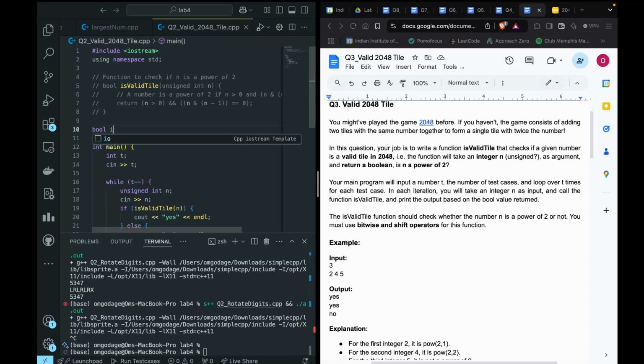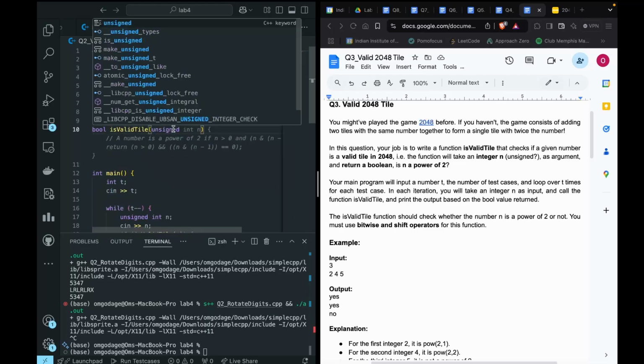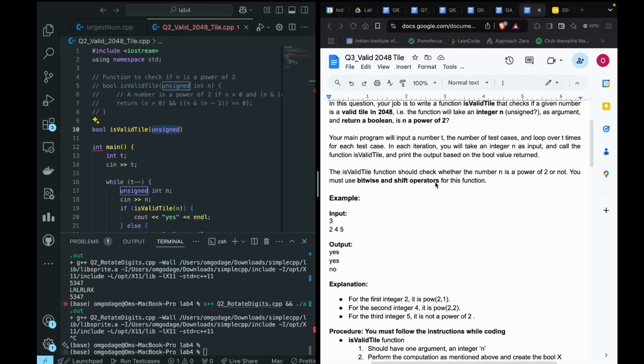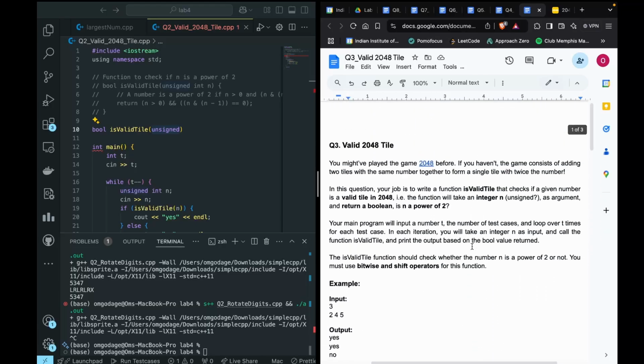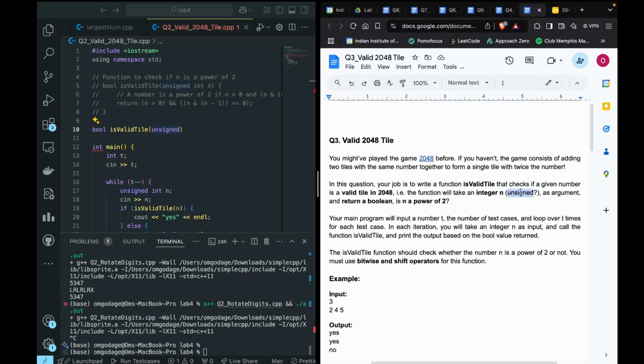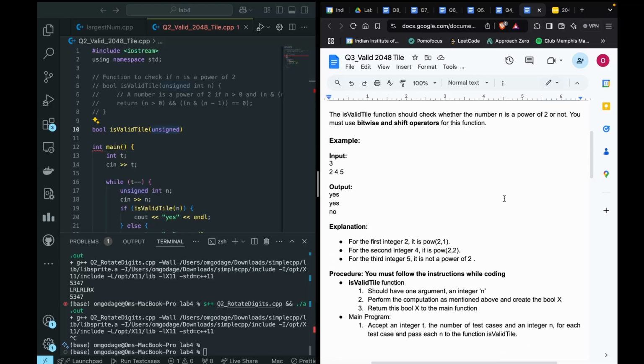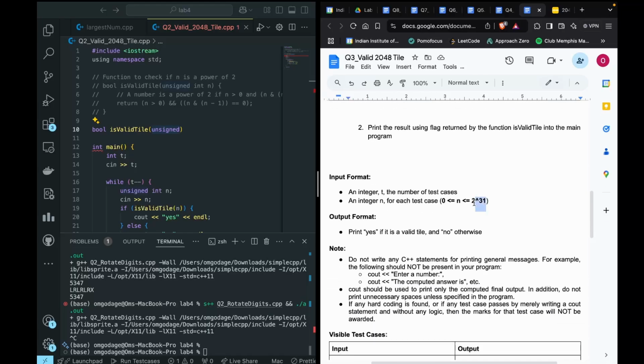So you'll have bool is valid tile. The reason why we are taking unsigned ints is because the restrictions that are given over here go up to 2 raised to 31. So even over here I have given a hint that you should use unsigned numbers. It's because when you're dealing with integers, the max integer that you can store is 2 raised to 31 minus 1. You cannot store 2 raised to 31 inside a normal integer, and that's the reason why you're using unsigned integers over here. Okay, so unsigned int n.